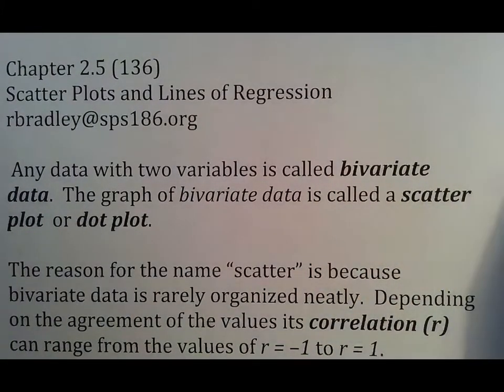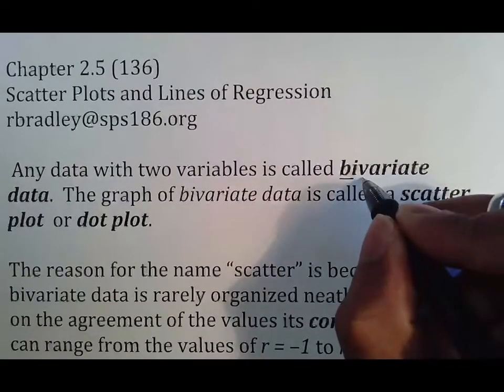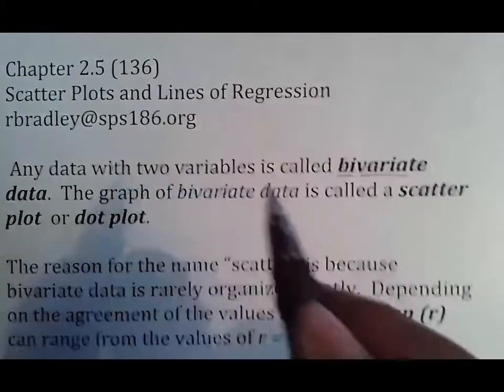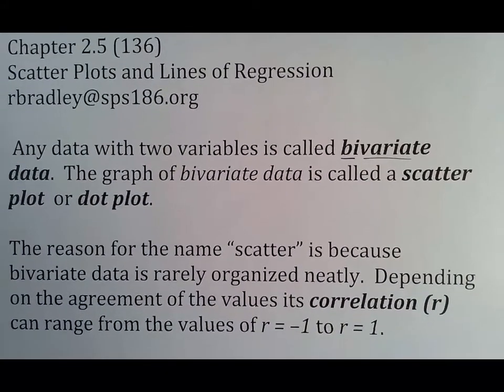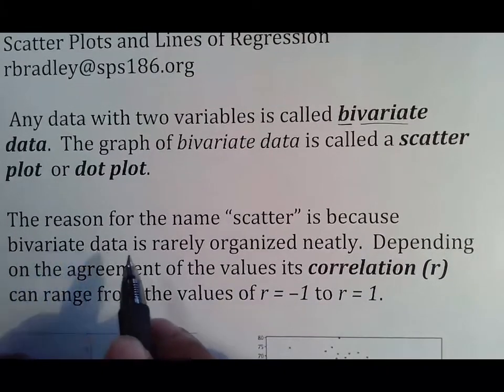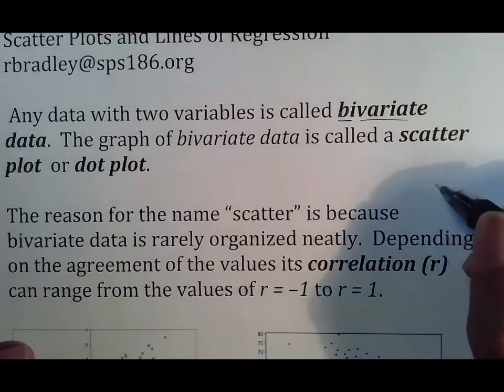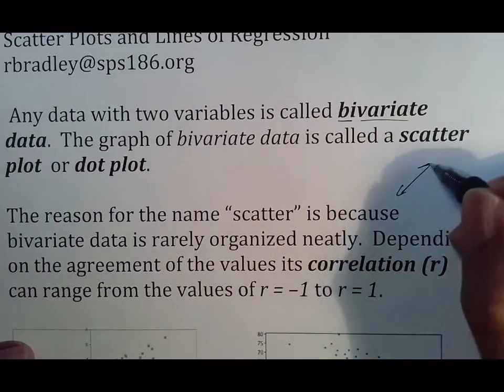All right. Scatter plots, lines of regression. Any data with two variables is called bivariate data. Bi like bicycle meaning two, variate meaning like the word variable, so two variable data. The graph of bivariate data is called a scatter plot or dot plot. It's called a scatter plot because bivariate data is rarely organized neatly. I know we're used to doing lines, but life isn't linear.